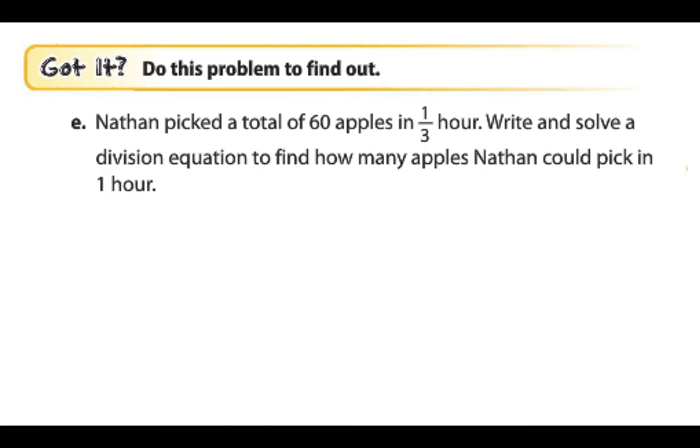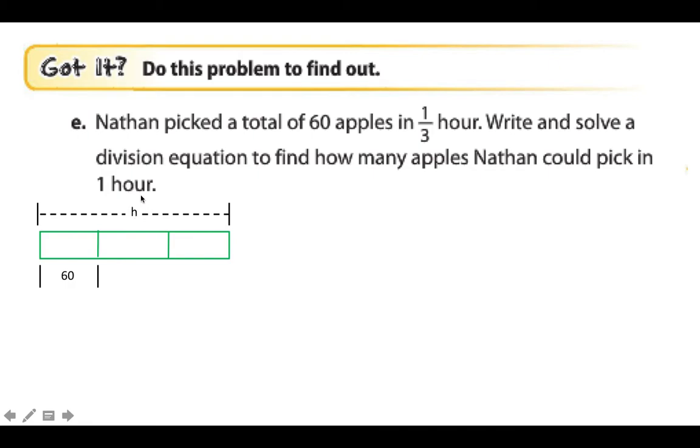All right, so the problem says, Nathan picked a total of 60 apples in 1/3 of an hour. Write and solve a division equation to find how many apples Nathan could pick in 1 hour. All right, so this is kind of like a unit rate problem too, but we're going to use division to help us solve.